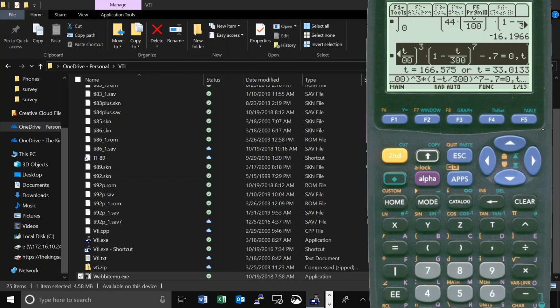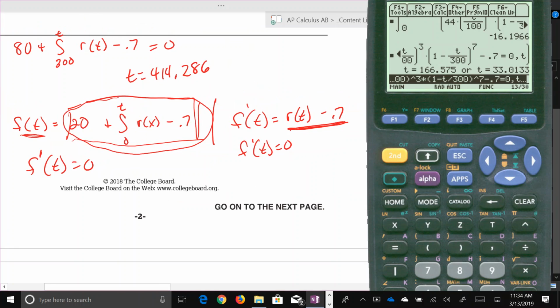All right, guys. I need everyone's attention here. So we found these solutions. These are my endpoints, 0 and 300, and then I found 2 times, 33 and 166. So now what I need to do is find what f of t is on that. Well, f of t is this original function here. Okay, so really what I'm doing is I'm going to find the integral. So let's go integrate. See if I don't mess this up.